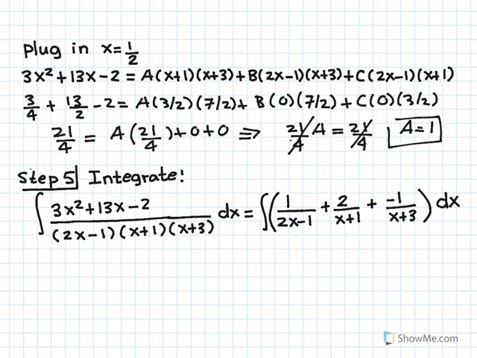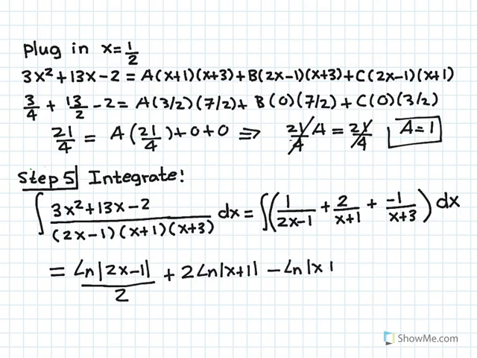So integrating the first term, what do we get? The integral of the first term would be log of 2x minus 1 divided by 2. And that's because of the u-substitution technique, we're letting u equals 2x minus 1. Integrating the second term, we get 2 ln of x plus 1, minus, integrating the third term, we get log of x plus 3, all in absolute value, plus c. This is the answer. All right, thanks.